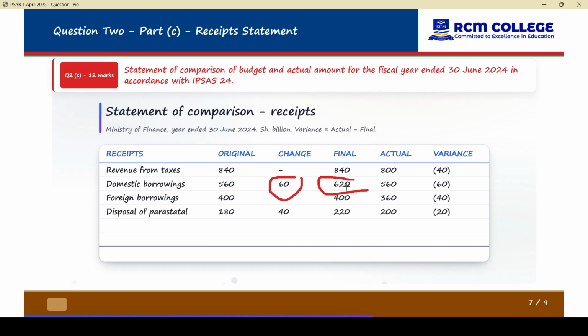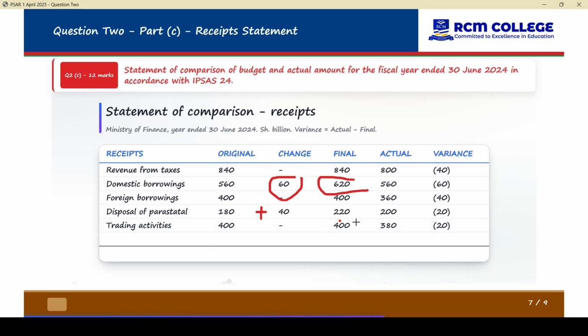Disposal of parastatals. We started with 180. We had an additional of 40. So after that, we get 220. So this you add together. Once you add together, you get the final. So the change is just an addition. And then you take 220 less 200, you get a variance of 20.